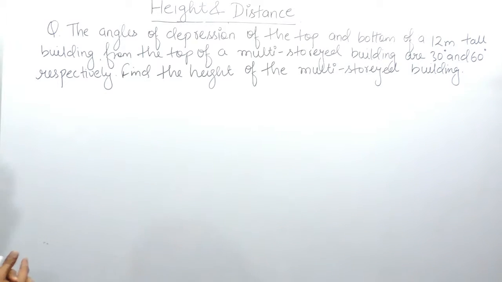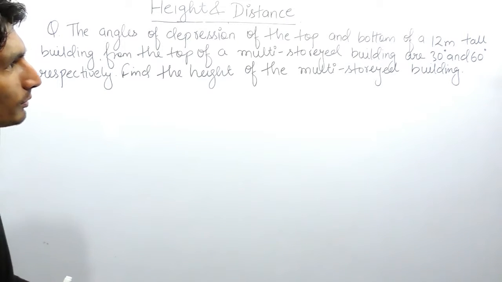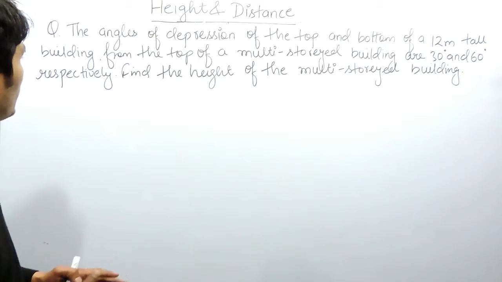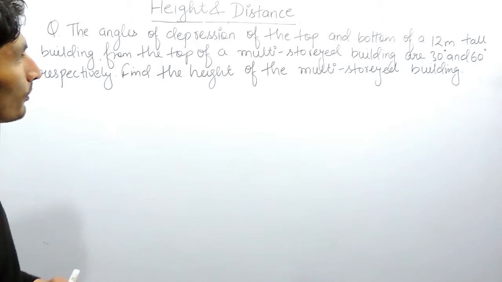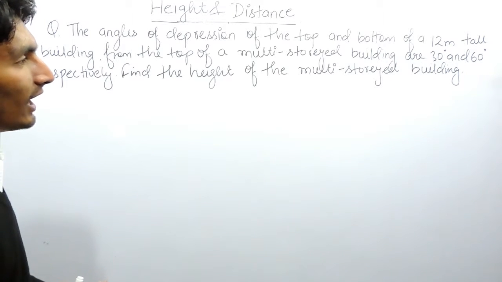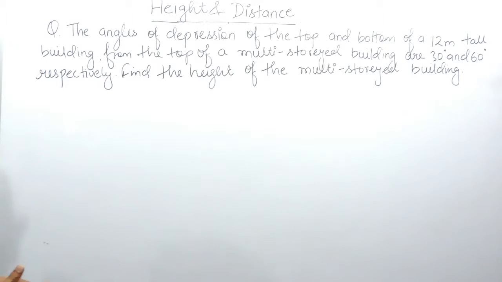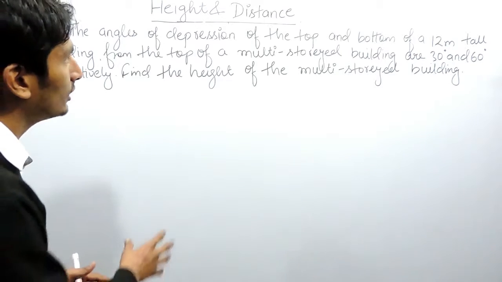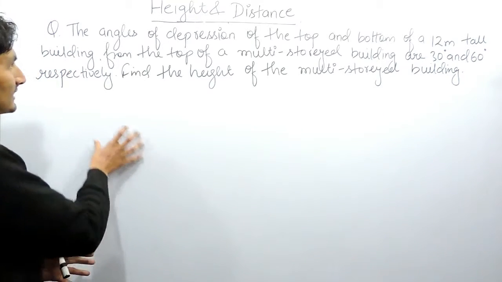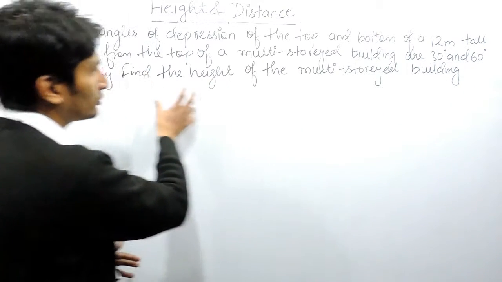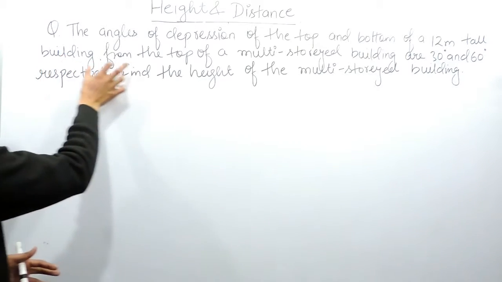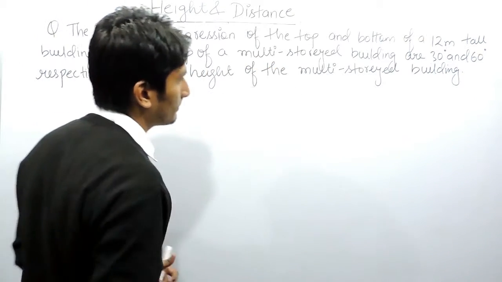The angle of depression of the top and bottom of a 12-meter tall building from the top of a multi-storied building are 30 and 60 degrees respectively. You have to find the height of the multi-storied building. So there are two buildings here. The first is a 12-meter tall building, and the other is a multi-storied building.